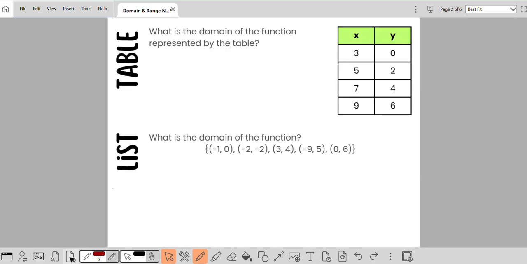So let's go ahead and look at a table. And the question says, what is the domain of the function represented by the table? Well, you know the domain is all of the x values. So that is it right there. But there's a specific way we need to write them. First, we have to write curly brackets.